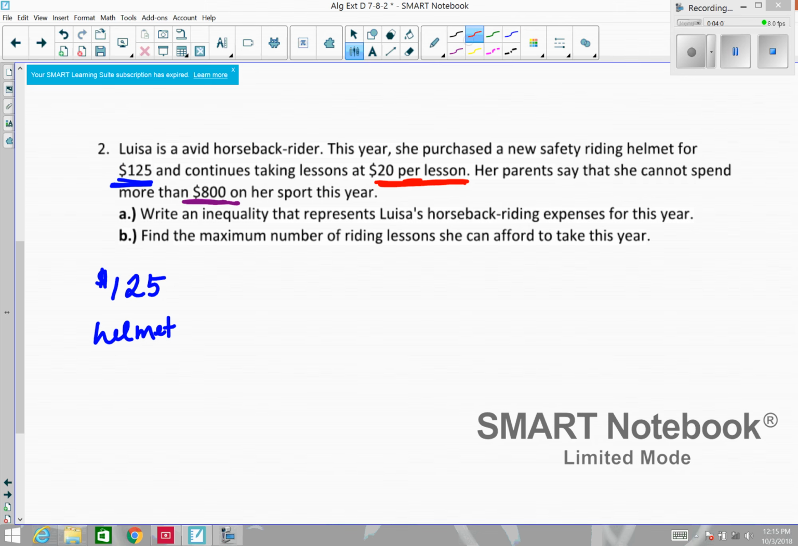And then she also has added to that expenses for her lessons, and that's $20 times the number of lessons. And in this problem, I don't see where it says what to use for lessons, so I'm going to say let x equal the number of lessons that Louisa takes, and so if we multiply $20 times x, we get the total amount of money that she is spending on her lessons. So this is the cost of lessons.